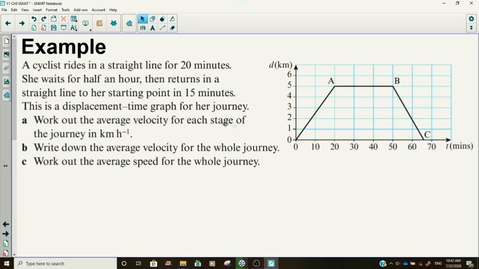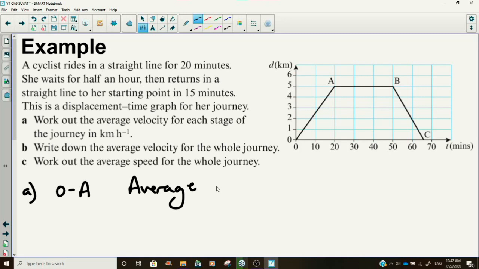So we need to work out the average velocity for each stage of the journey. So 3 stages. Let's start off with that. So part A, let's just say the journey from 0 to A. Remember, the average velocity is the displacement over time. So the displacement is actually 5 kilometers. Now, it does say here that we need to put our answers in kilometers per hour. Normally, we'd convert this to meters per second, but they want the answer in kilometers per hour. So they're actually going to make our life easier doing that.